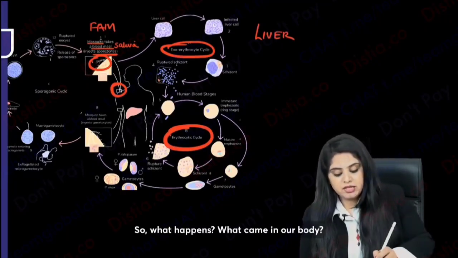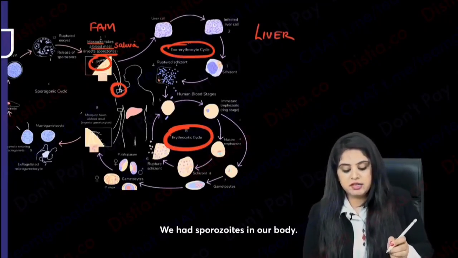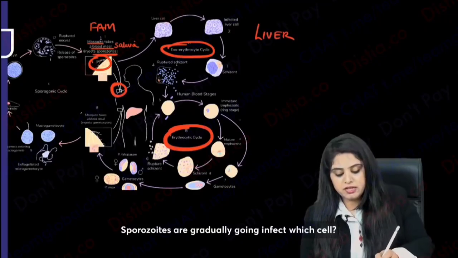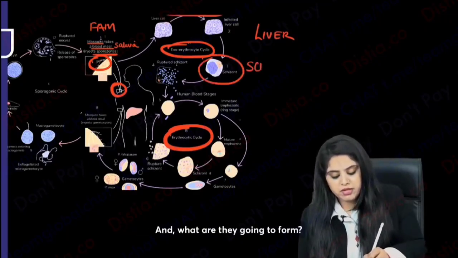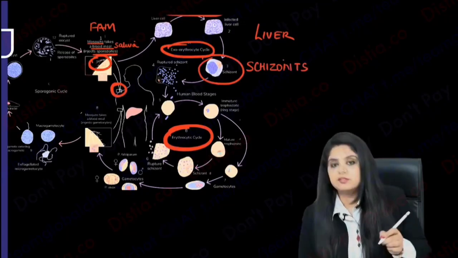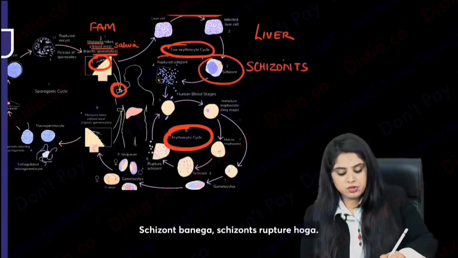So what happens? What came in our body? We had sporozoites in our body. Sporozoites are gradually going to infect which cell? They are going to infect the liver cells. And what are they going to form? They are going to form the schizonts. Schizont banega, schizont rupture hoga.